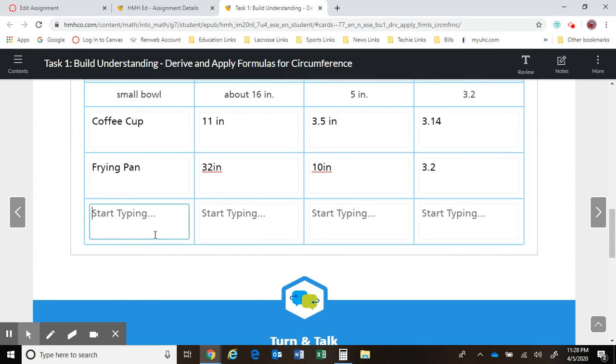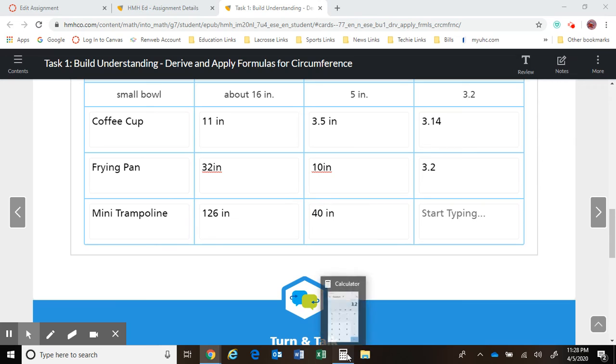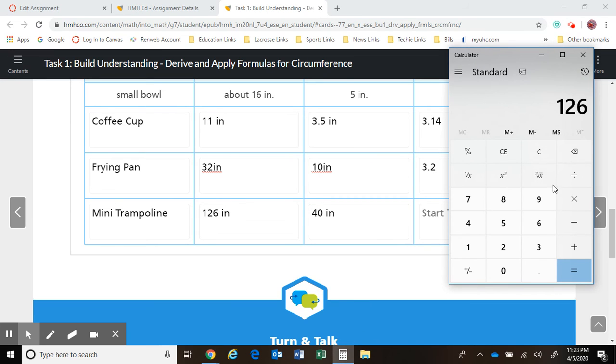Then I have this big mini trampoline for my kids that they love to bounce on all day long. The circumference of that was about 126 inches, and I measured the diameter, which was much easier than measuring the circumference, and I got 40 inches. So I'm going to take 126 and divide it by 40, and what I got was 3.15.